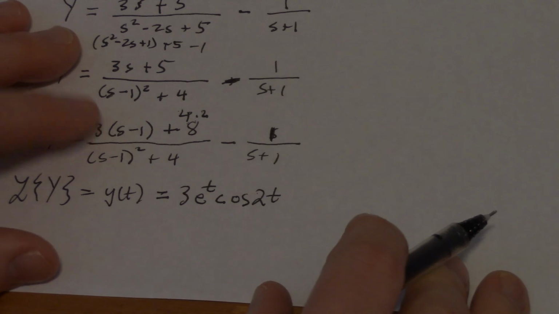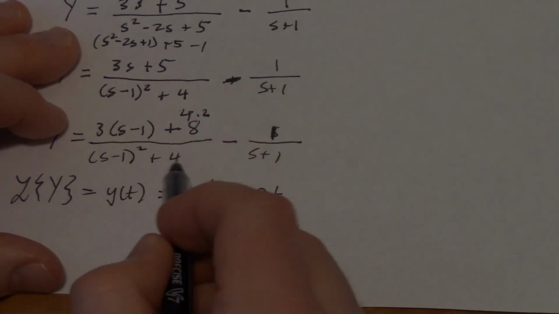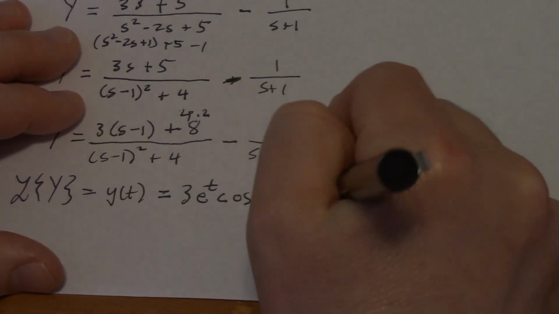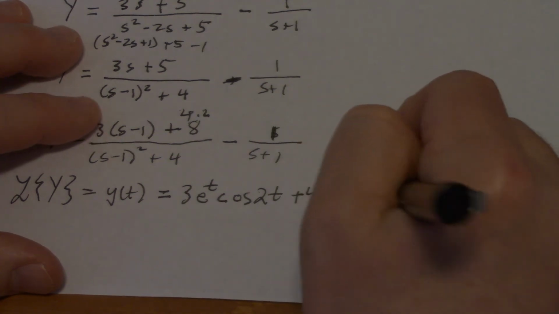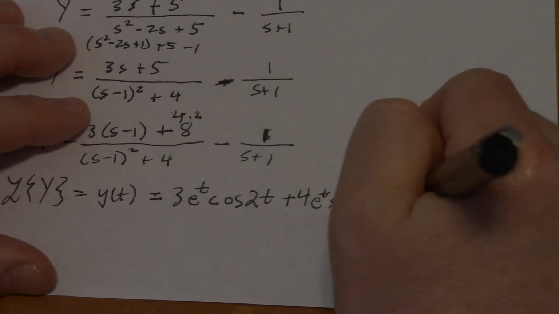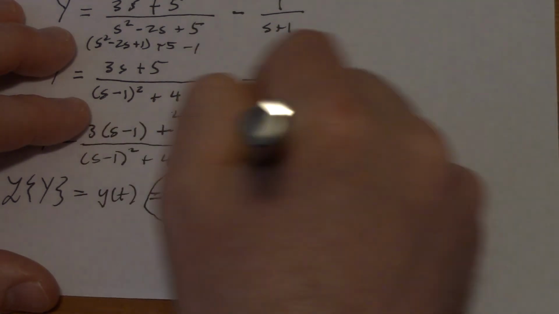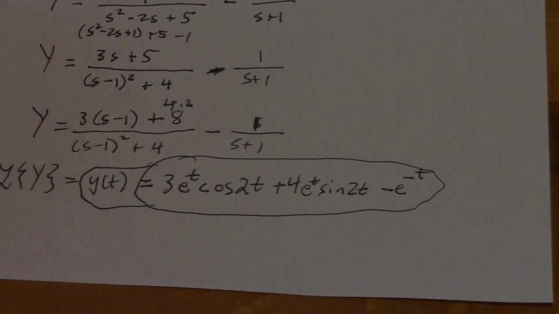And then 4 times 2 over s squared plus 4 is going to be 4 e to the t sine 2t. And then the last term, we're going to have minus e to the minus t. And there, well, I should circle that part too. There is your solution to the differential equation.